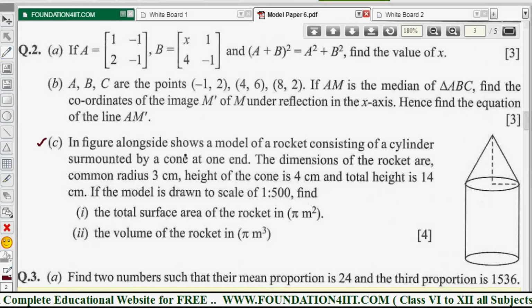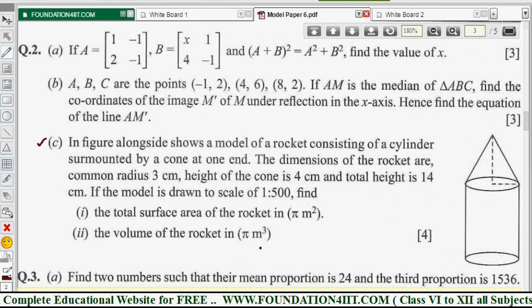The figure alongside shows a model of a rocket consisting of a cylinder surmounted by a cone. The cylindrical shape is surmounted by a cone at one end. The dimensions of the rocket are: the common radius is 3 centimeters, for both the cone and the cylinder. The height of the cone is 4 centimeters. The total height is 14, so if you subtract 14 minus 4, the cylinder height is 10 centimeters. With these given data we will find the total surface area of the rocket. The model is drawn to scale 1 is to 500. We will find the total surface area and the volume of the rocket.